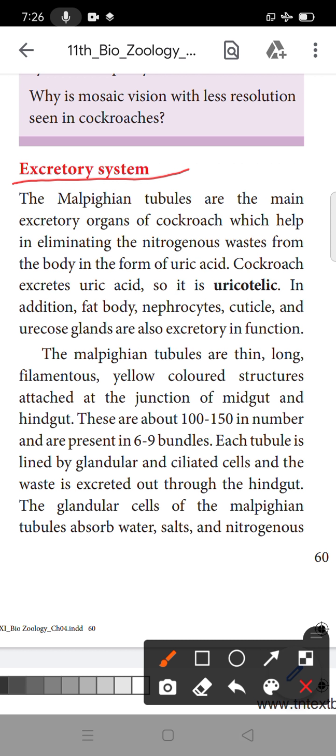Excretion means what? Excretion means elimination. Yes, okay. So the cockroach eliminates through the Malpighian tubules. Already you know the human body also has Malpighian tubules. The same for the cockroach, Malpighian tubules are present. The Malpighian tubules are the main excretory organ of the cockroach.